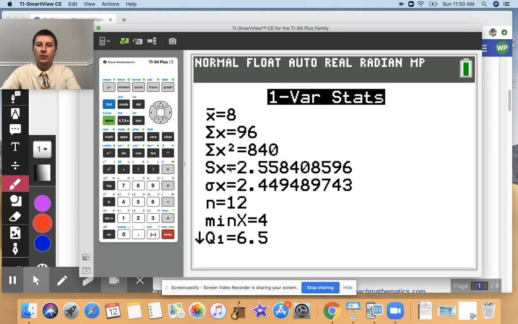And you're given a whole bunch of numbers here. This first one is x bar, that x with the line on top of it, and that is a notation for mean or the average.